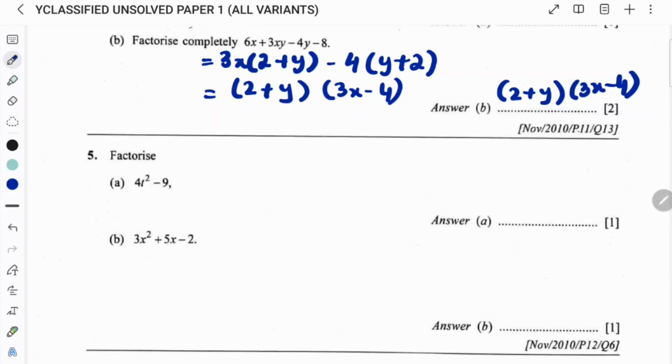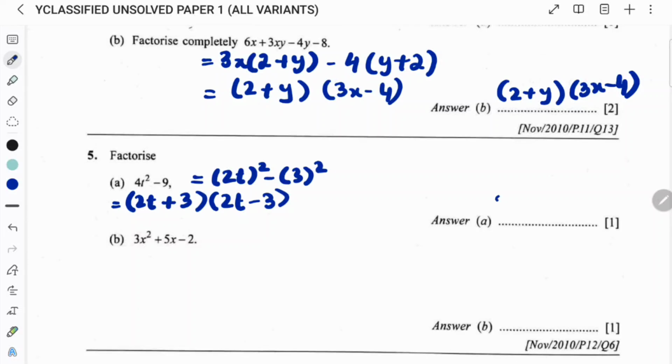Now question number 5, difference of 2 perfect squares. 4t square minus 9 means 4t square is the square of 2t, so this is 2t, and 9 is the square of 3. So plus 3 and 2t minus 3. If you want to add one more step, you can write down 2t square minus 3 square. So that is the third identity, 2t plus 3 and 2t minus 3.